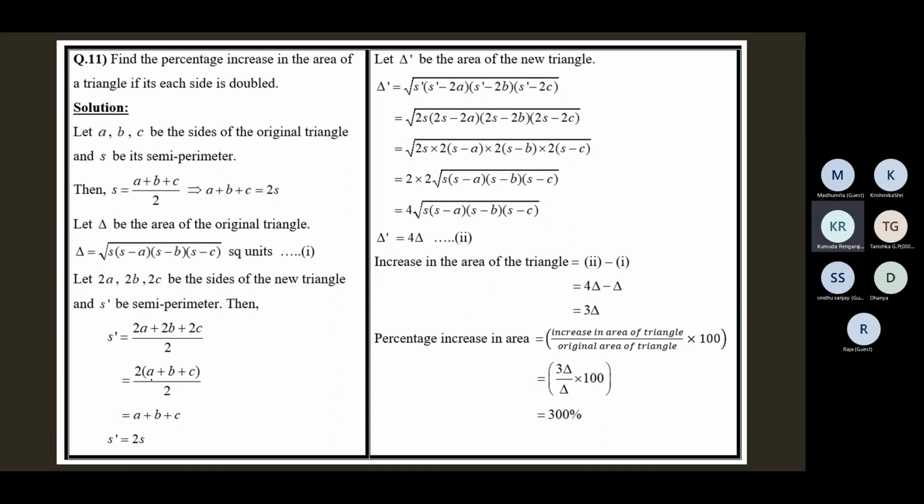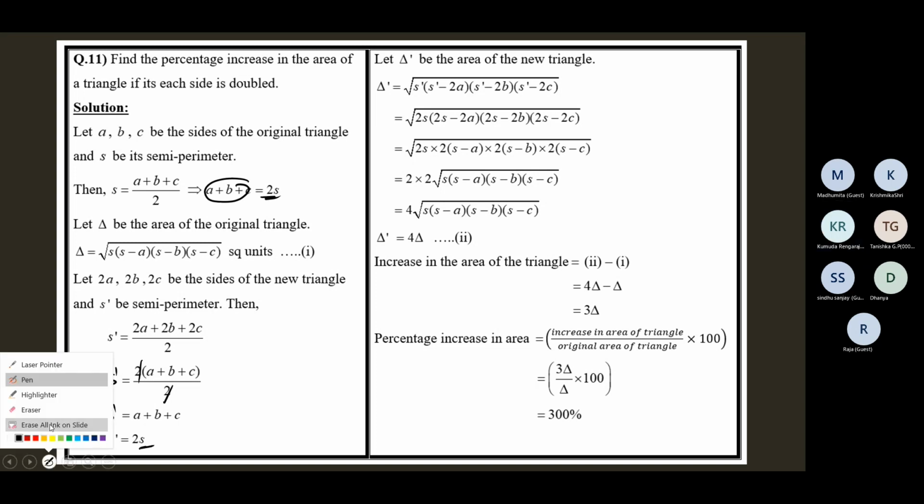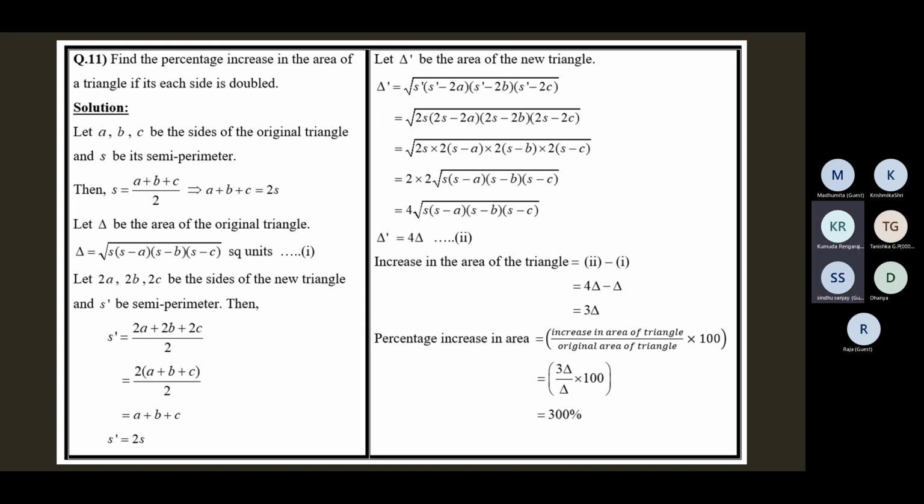See here, 2 is common, 2 gets cancelled. So S dash is equal to A plus B plus C. What is A plus B plus C? 2S. So S dash is equal to 2S. Yes or no? Yes, ma'am. Now we have not still found the area. We have only found the semi-perimeter for the new triangle. We have to still find the area.